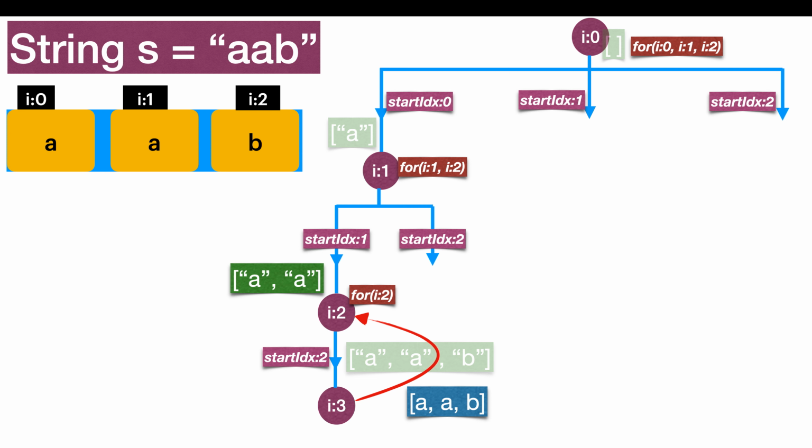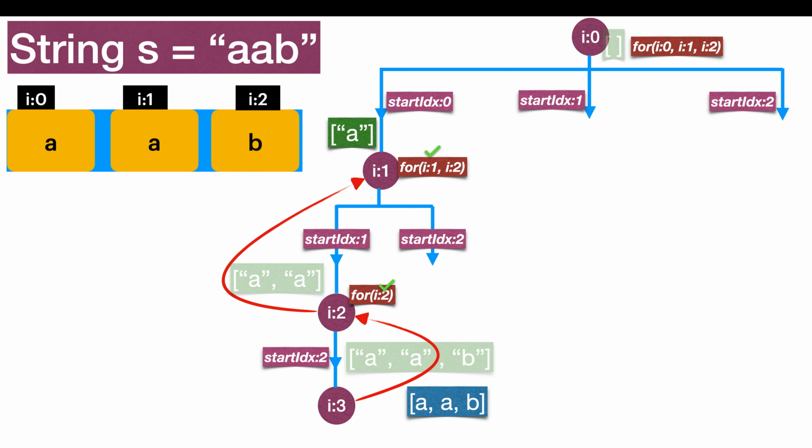Now from call stack index 2 we are done with all possibilities. So it's time to return to the caller, then remove the last element from the list. You will get a list with A. Now from call stack index 1 we are done with processing start index 1. Let's go towards start index 2.